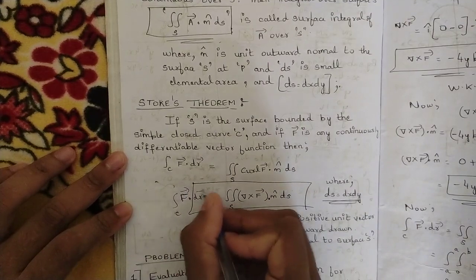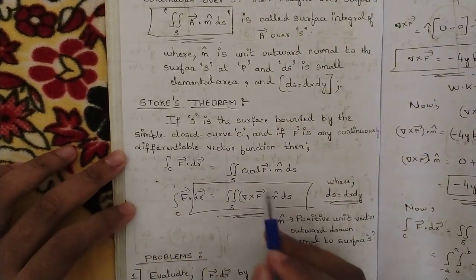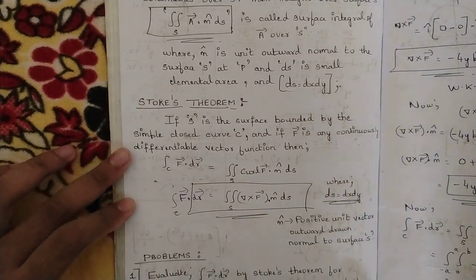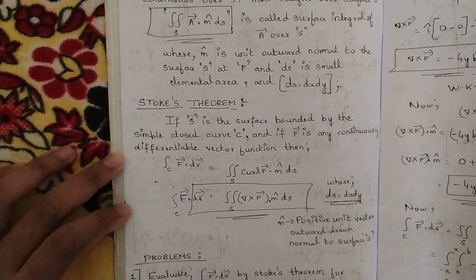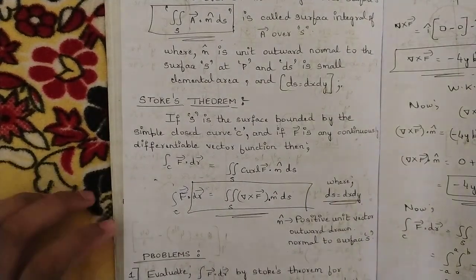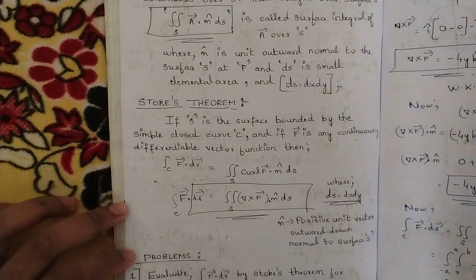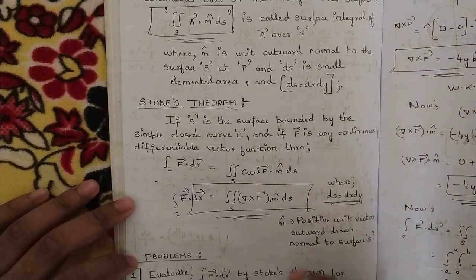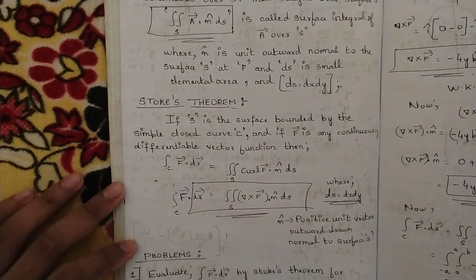F dot dr is equal to this formula. Okay, this you should be remembering very carefully, because related to this we are going to solve a few problems in this video. So this was the complete intro part related to surface integrals and Stokes theorem. Now we have a few problems in this video that we are going to solve in a quick manner. Okay, so let us see the questions now.